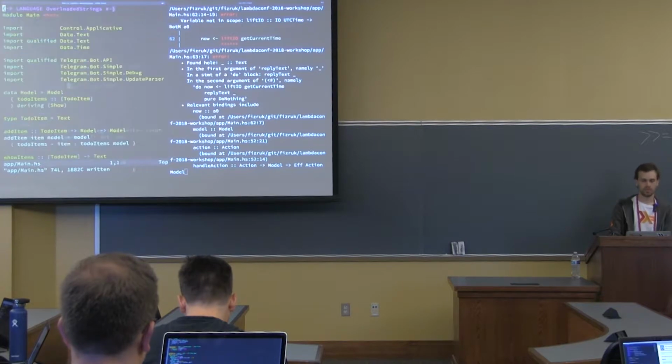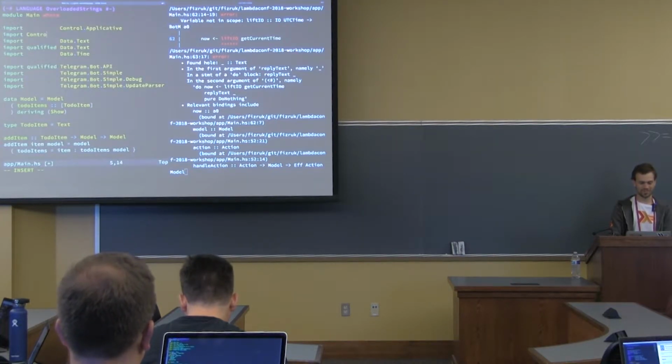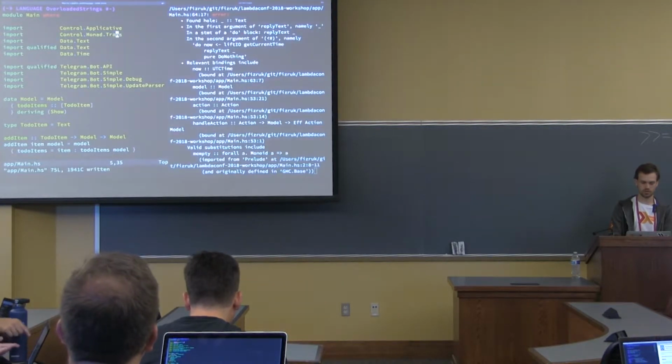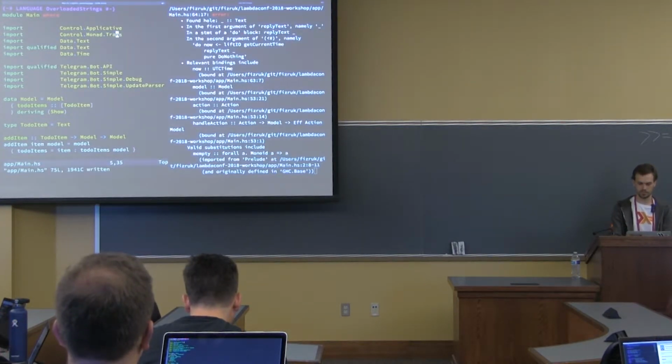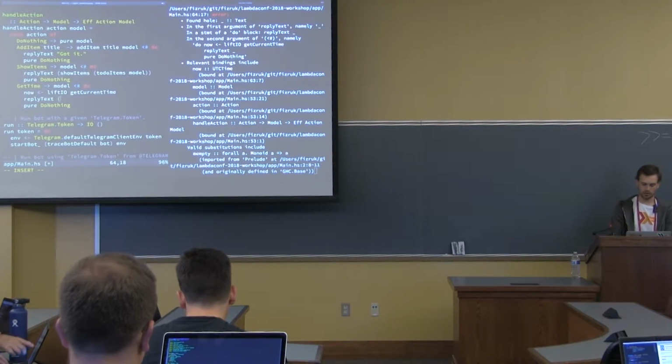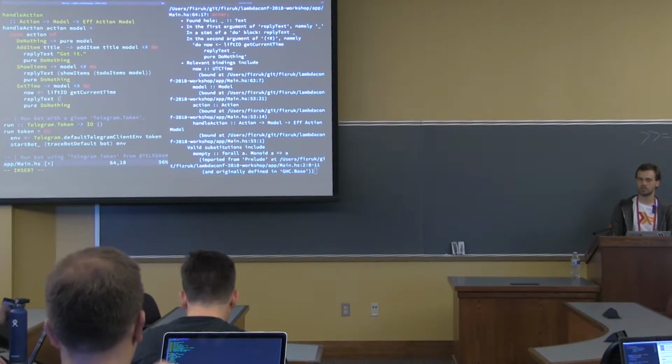liftIO comes from another import, Control.Monad.Trans or Control.Monad.IO.Class. This one is shorter. Control.Monad.Trans is just from the transformers. And it's liftIO. Yeah, it's liftIO getCurrentTime. Now we have the time, and all we have to do is to display it somehow.